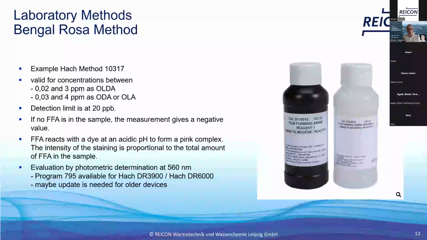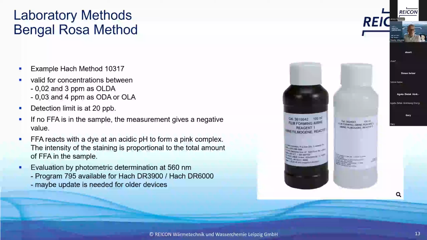The second one is the Bengal-Rose method. This one is now also available from HACH, which is very good, because you can have a program on the HACH DR 3900 and DR 6000. There's a program available which you can use to get the results for the Bengal-Rose method. Here you can see there is a slight difference between OLDA and ODA. As said, you really need to know what you're looking for, because otherwise you get the wrong results.